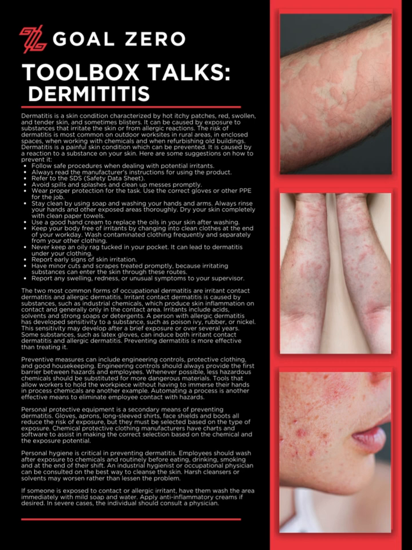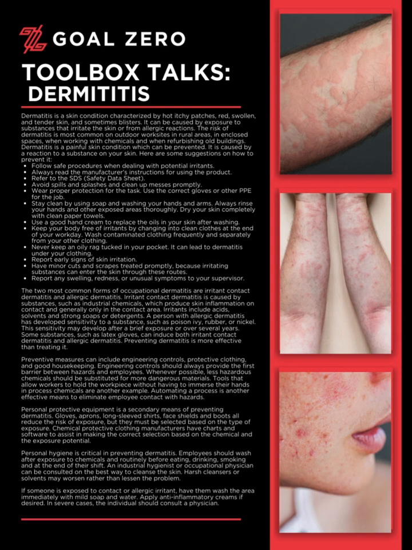Preventive measures can include engineering controls, protective clothing, and good housekeeping. Engineering controls should always provide the first barrier between hazards and employees. Whenever possible, less hazardous chemicals should be substituted for more dangerous materials. Tools that allow workers to hold the workpiece without having to immerse their hands in process chemicals are another example. Automating a process is another effective means to eliminate employee contact with hazards.